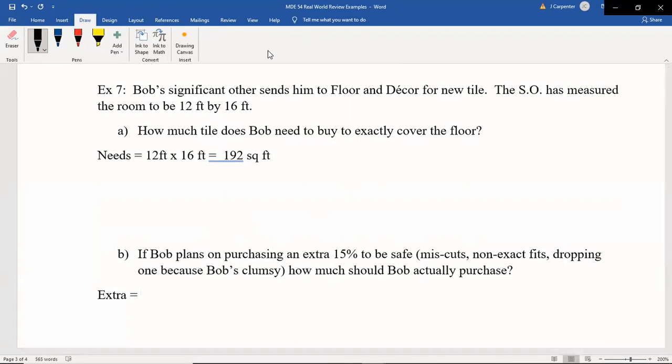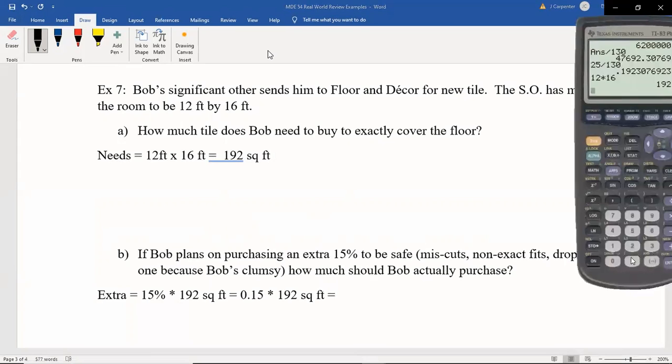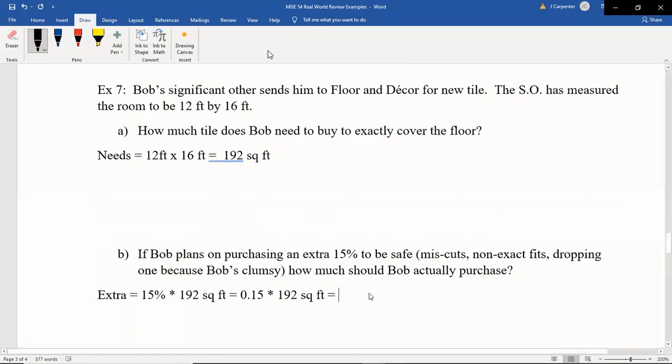Would be 15% times how much we needed originally to actually cover the floor, which was 192 square feet. Well, 15% as a decimal is 0.15. So that's 0.15 times 192. So we need an extra 28.8 square feet of materials.